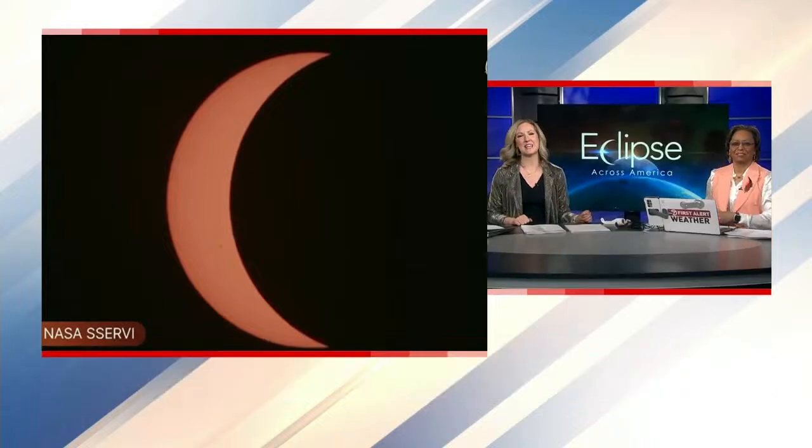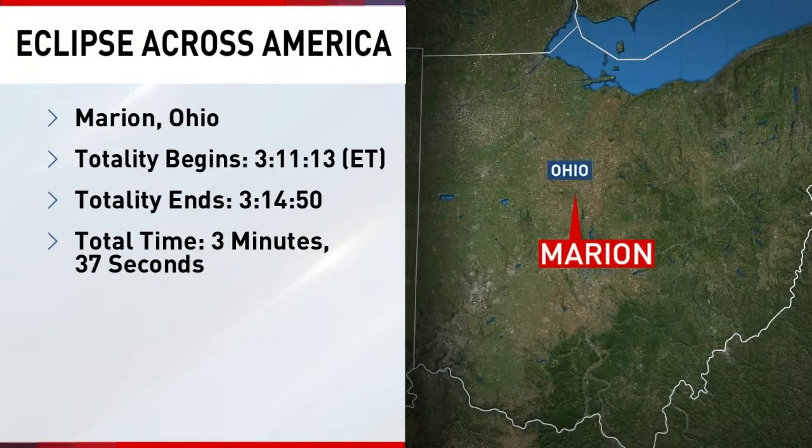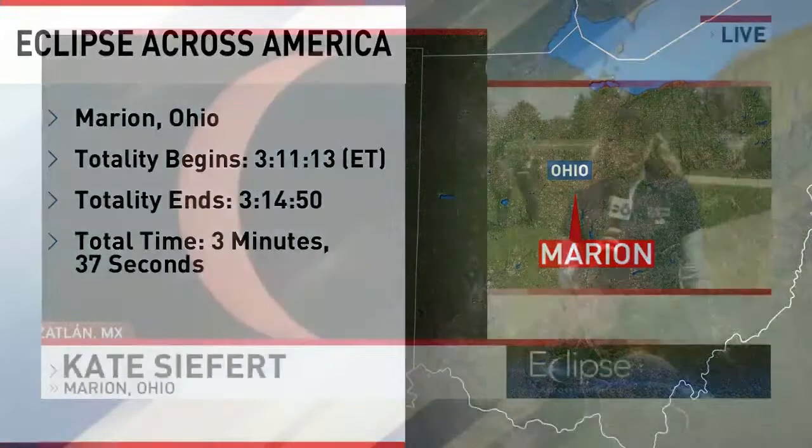Partial happening very soon. All right, now Ohio is a big state for viewing the eclipse this time around, and one of our first teams that we're going to visit is our station in Cincinnati. Columbus and Dayton have blanketed the state for extensive coverage. Our first stop out there in Marion, right, Veronica? That's right. Where the totality begins there at 3:11 local time. It lasts for about 3.5 minutes, and that's where we find Kate Seifert at Ohio State University campus.